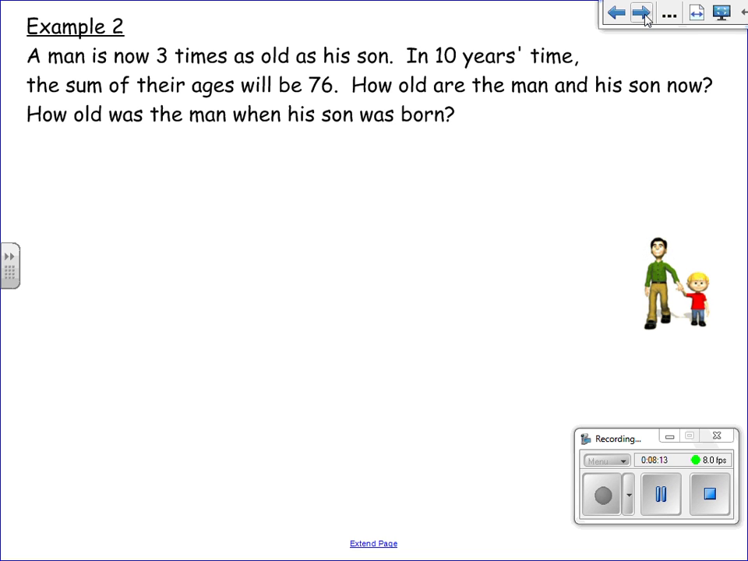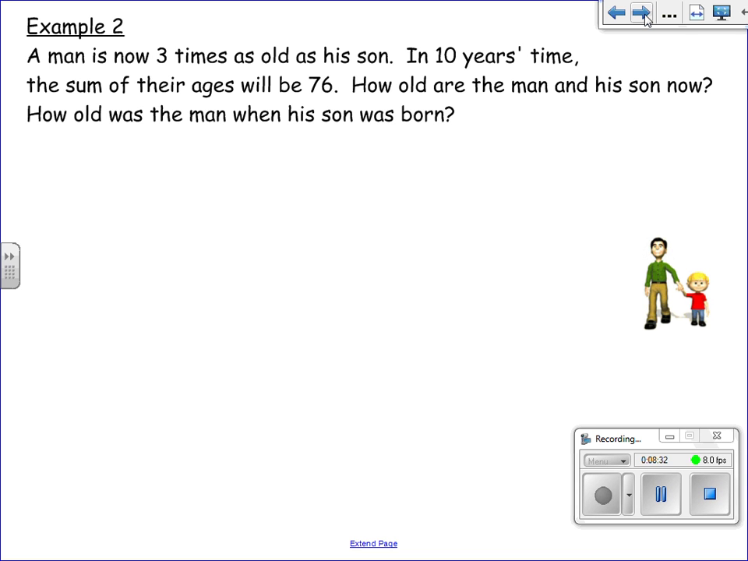All right, example number 2. Why don't you read it for us? A man is now 3 times as old as his son. In 10 years' time, the sum of their ages will be 70. How old is the man and his son?